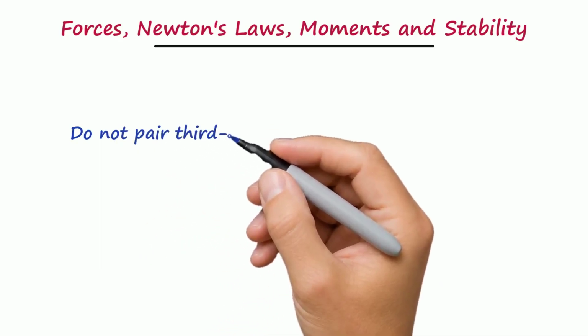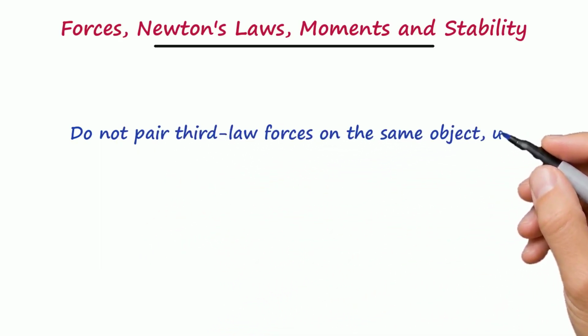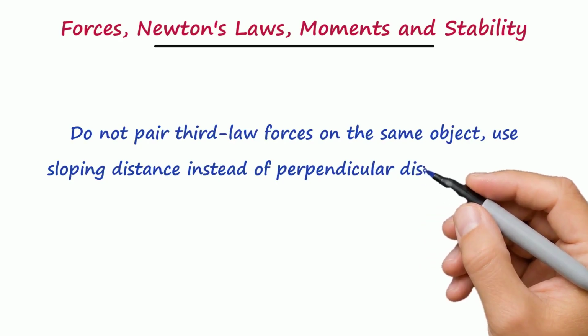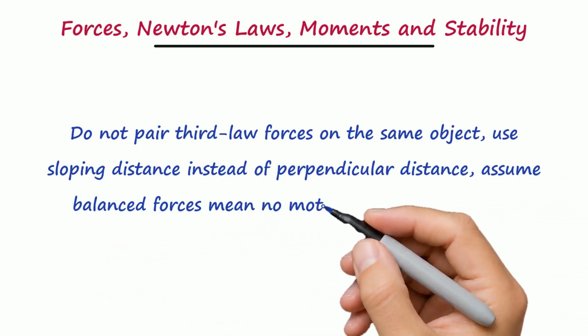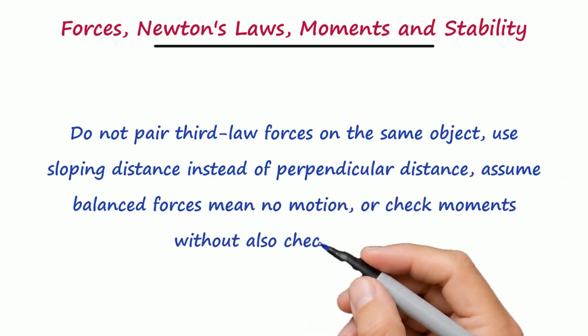Do not pair third law forces on the same object, use sloping distance instead of perpendicular distance, assume balanced forces mean no motion, or check moments without also checking forces.